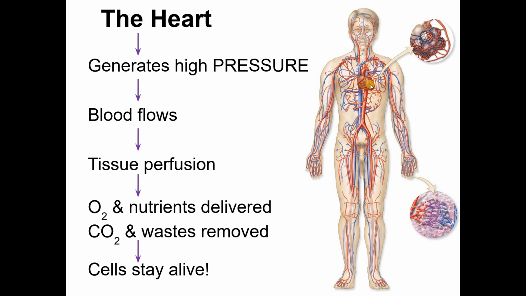The heart is going to generate the high pressure that allows blood to flow and tissues to get perfused, to get blood, in other words. That delivers oxygen, delivers nutrients, takes away wastes, carbon dioxide, from cells and tissues and organs, and helps keep us alive. So, we're going to start with the location of the heart, the coverings, get into its anatomy and its functions. That is what is ahead of us.